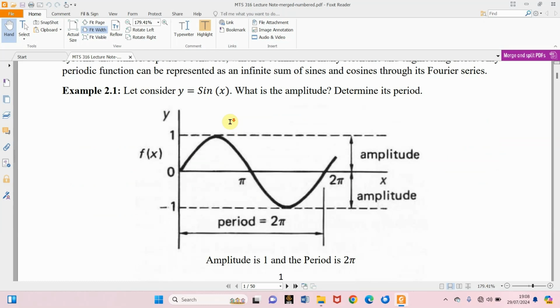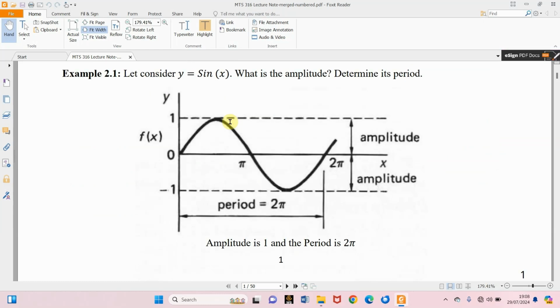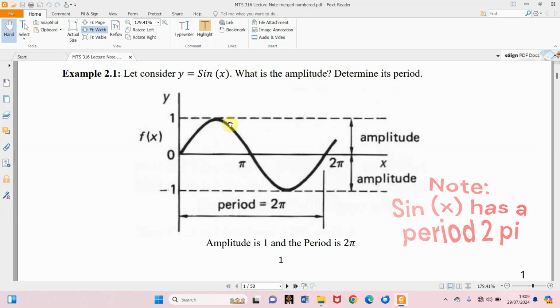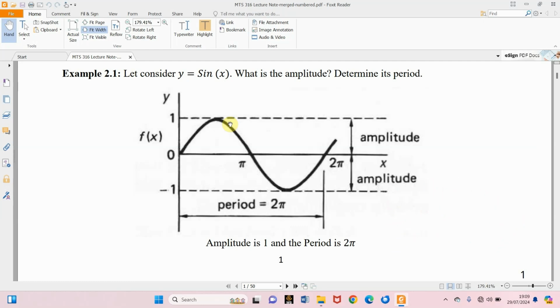Example 2.1. Let's consider y equals sine x. The question here is: what is the amplitude and what is the period? If you look at sine x very well, you notice that sine x moves from 0 to pi, which means sine 0 is 0, sine pi is 0, then sine 2 pi is 0. It moves between 0 and 2 pi and completes a cycle. So here we can say that the amplitude of sine x is 1, meanwhile the period is 2 pi.